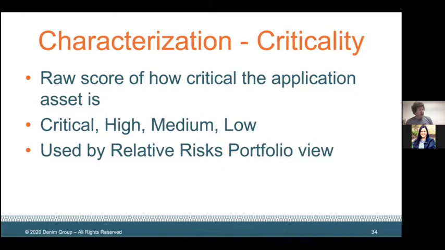view, where you can look at your portfolio in ThreadFix either in a structured way, saying where are the different teams or the applications under each team, or you can look from a relative risk standpoint, and that's going to pull in this criticality, some tagging information, as we'll see, as well as the open vulnerability counts.